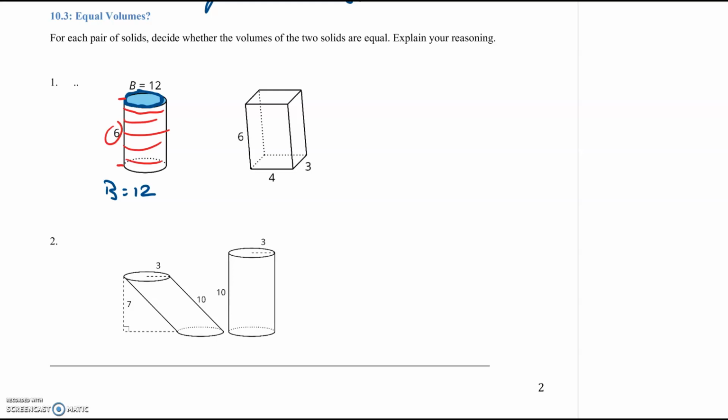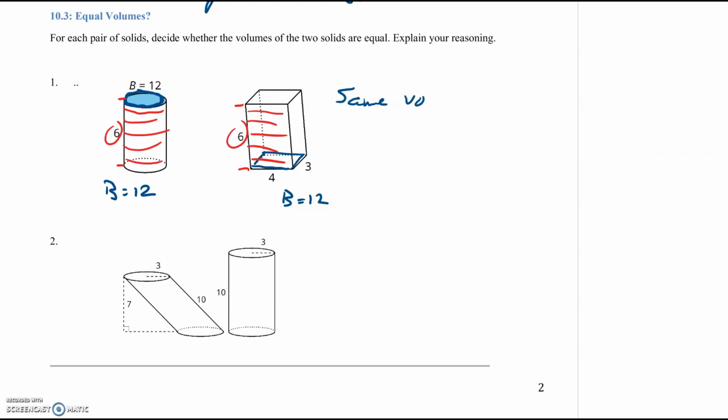Okay, now let's look at the oblique rectangular prism on the right-hand side. Notice this base is this rectangle here. It's 4 by 3, so I know the base here is also 12. Now notice the height. The height is also 6, so we can think of this as having 6 of these bases that have an area of 12 all stacked up. So it makes sense that these two have the same volume.